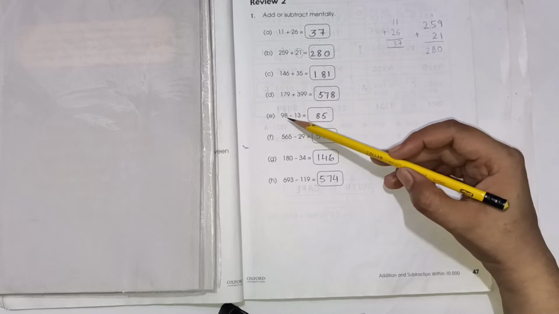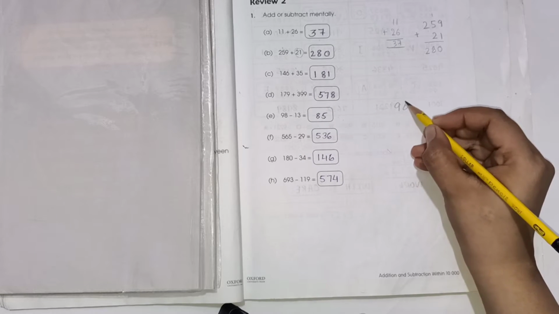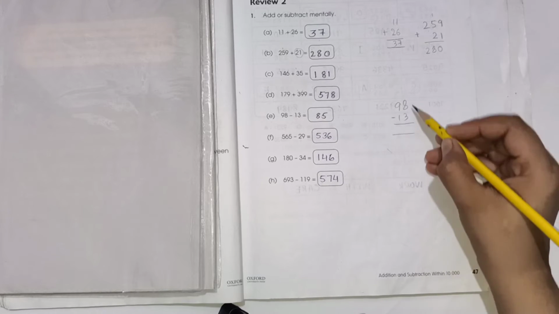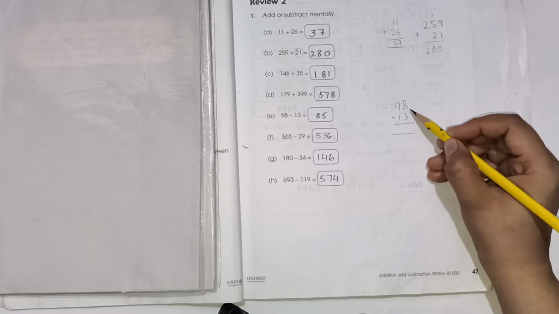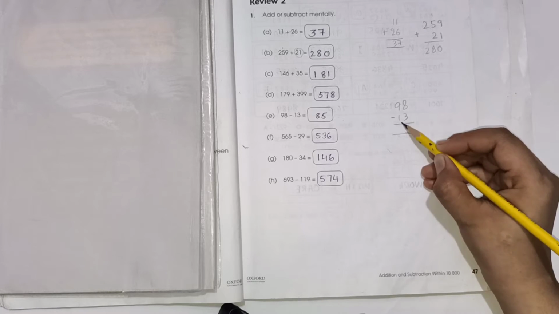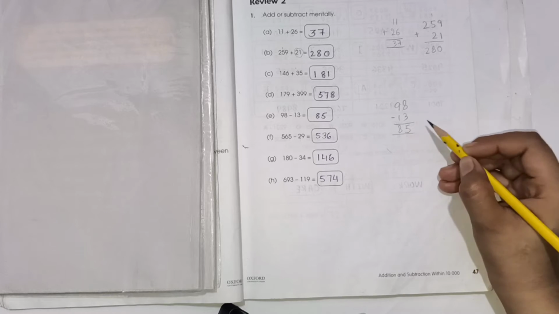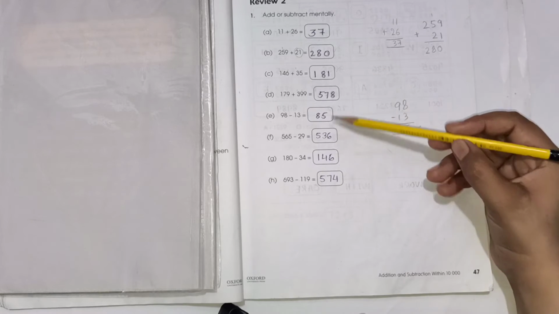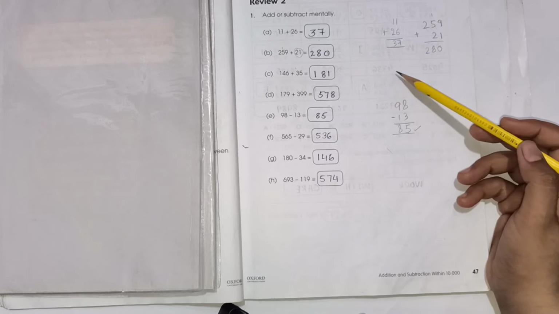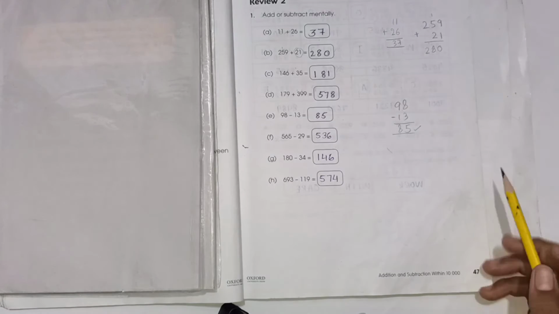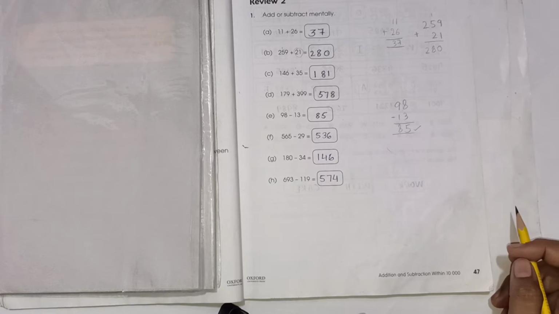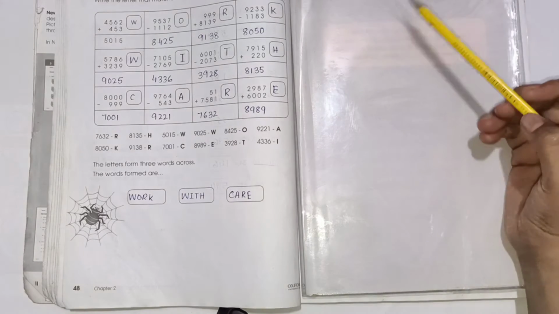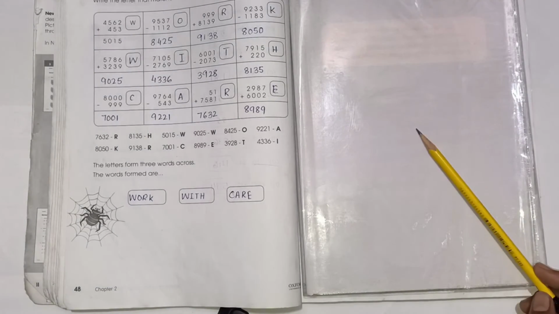Now let's try the subtraction. 98 minus 13. This is the symbol of subtraction. So 3 subtract from 8 is 5 and 1 subtract from 9 is 8. So it becomes 85. Same as it is, you can solve the remaining questions with the complete rough work. Move on to the next page, page number 48. Open your books with me so you can easily solve the sums with me.